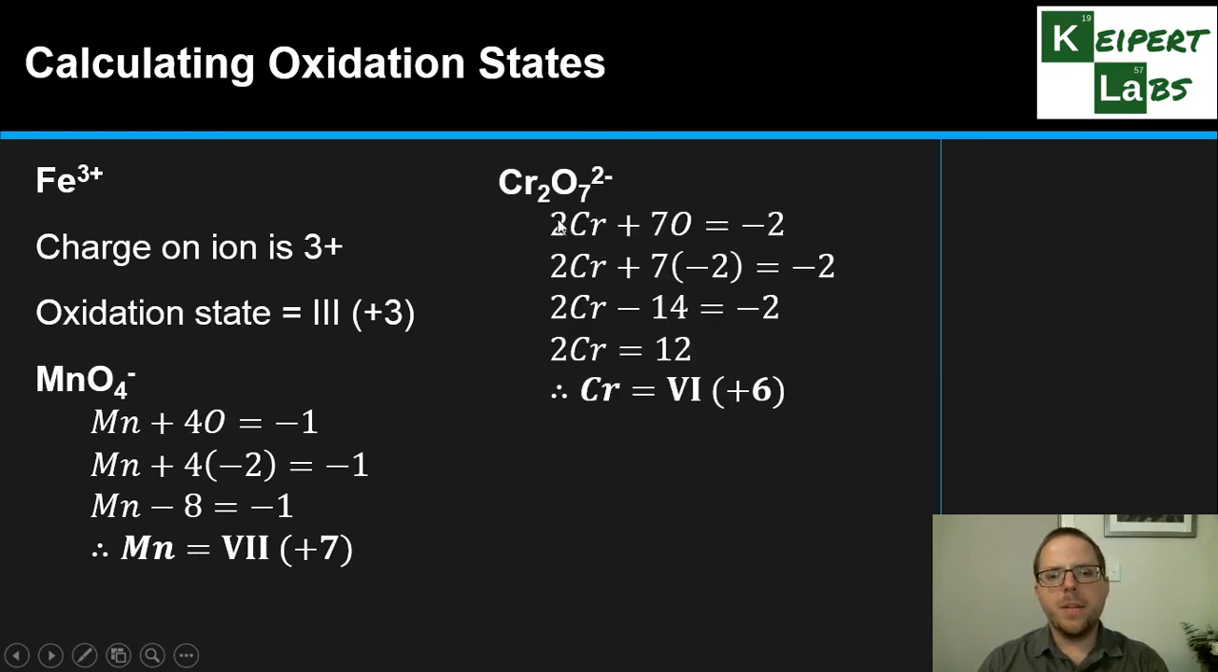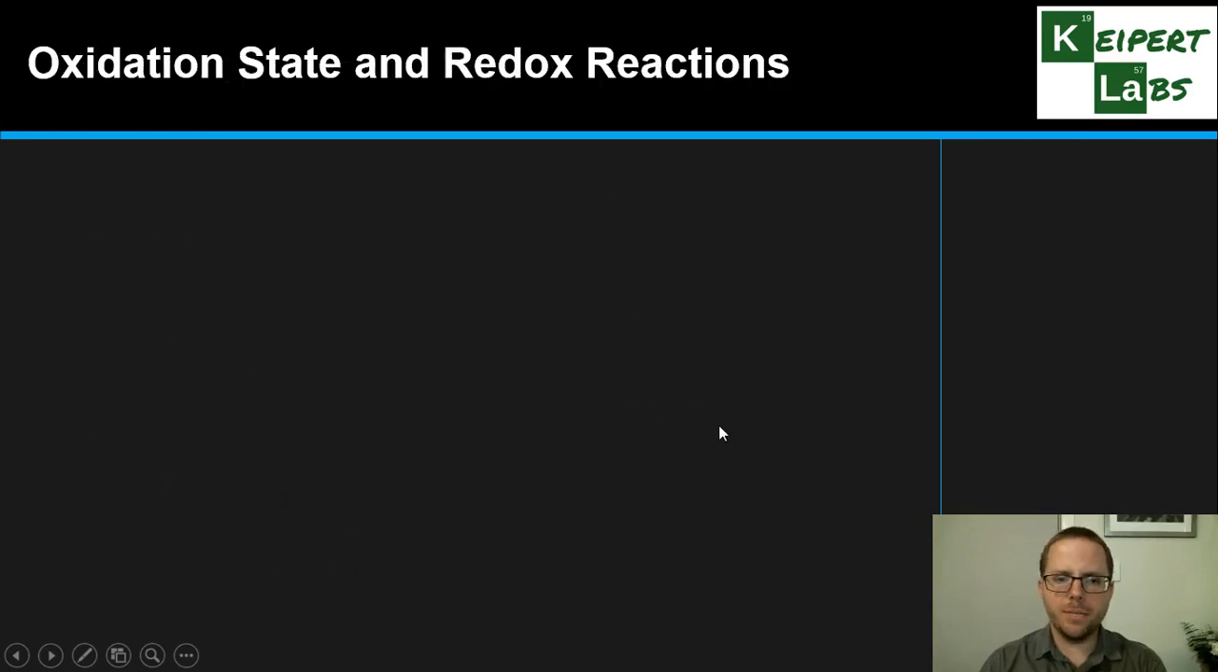Okay, and then we can do the same thing with chromium in the dichromate ion, which is probably the most complicated example we ever come across. So what we're saying here is that 2 chromiums plus 7 oxygens equals the charge of -2. And through substituting for the oxygen, just like we did before, we can determine that the oxidation state of chromium in this ion is +6. So 6 as a Roman numeral or as an integer.